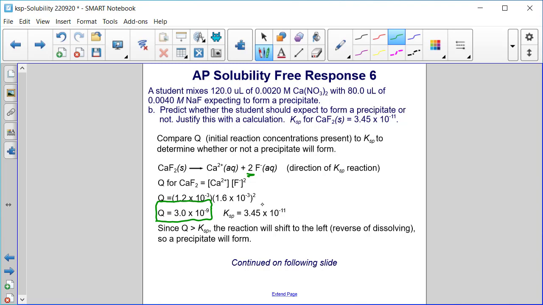Compare that to Ksp, which was given as 3.45 times 10 to the minus 11. In this case, Q is greater than Ksp. So the reaction will shift the equilibrium to the left and a precipitate will form. When Q is greater than Ksp, a precipitate will form.